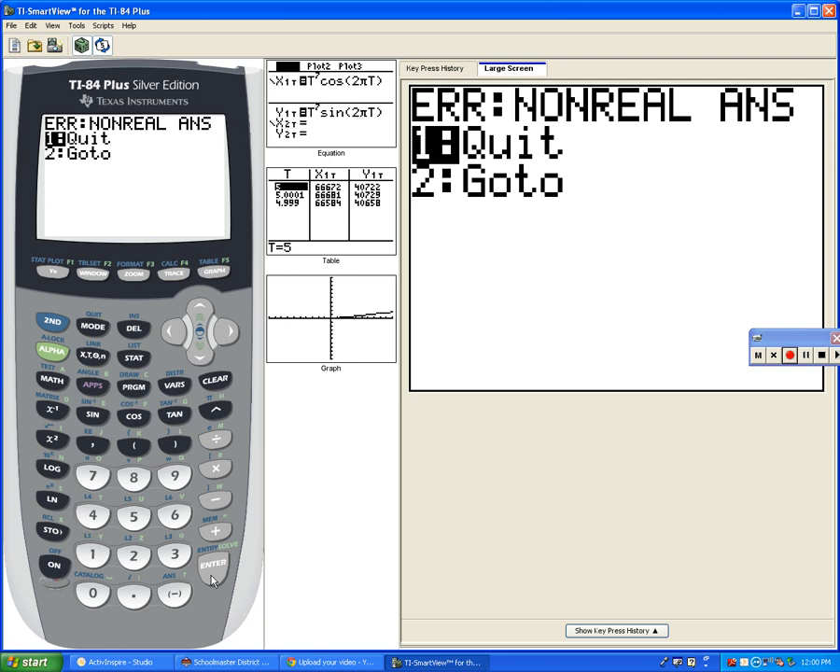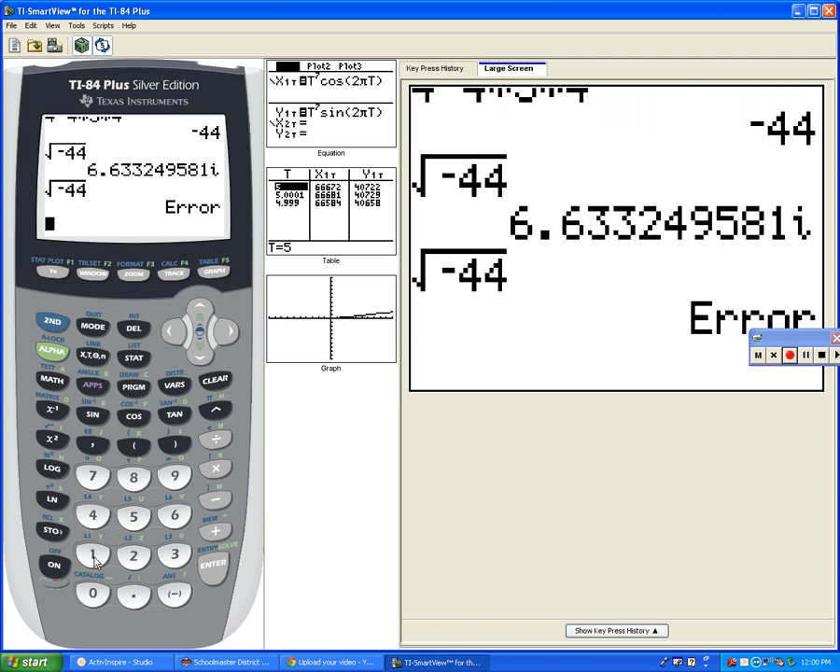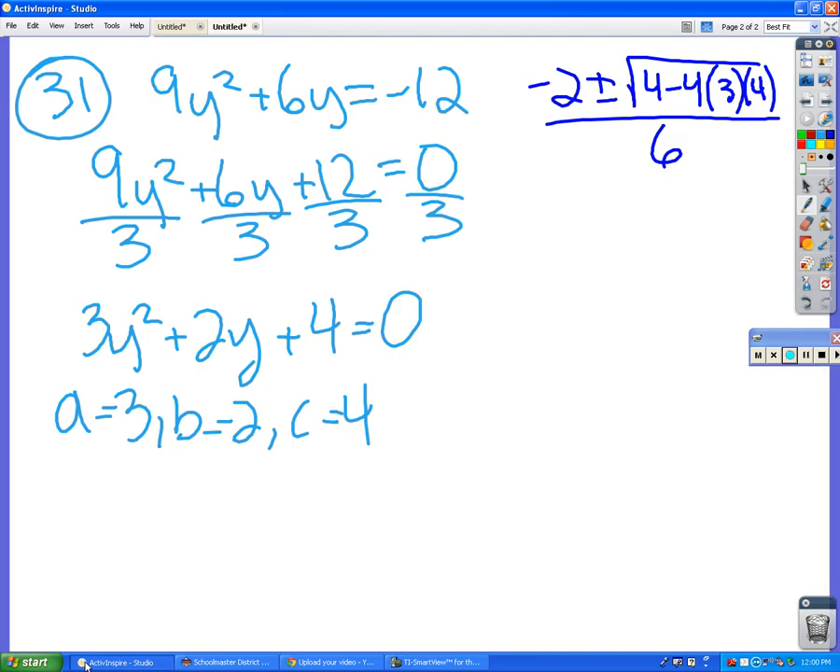I take the square root and it says error, non-real answer. I have two choices: I can either quit or go to where the error was made. But I'm just going to quit because I know what the problem is. You can't take the square root of a negative number. And as soon as we get a negative number underneath the square root, what's the answer? No solution.